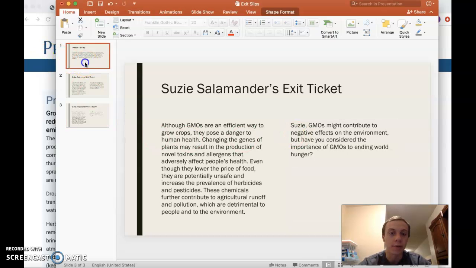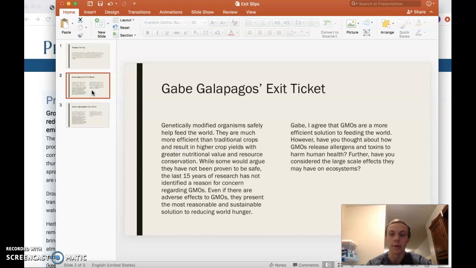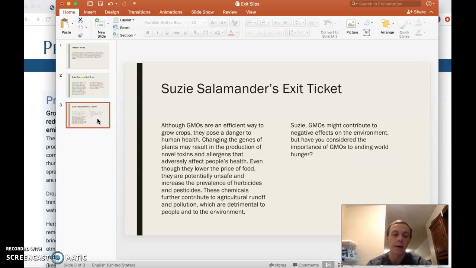And as you can see, through this process of creating an exit slip, I've effectively summarized the main points of an article, and by having this discussion with students, we've furthered that and thought a little deeper on how GMOs really affect us. And so I encourage you now to try this yourself by writing your own exit ticket, and we will engage in discussion with our classmates.